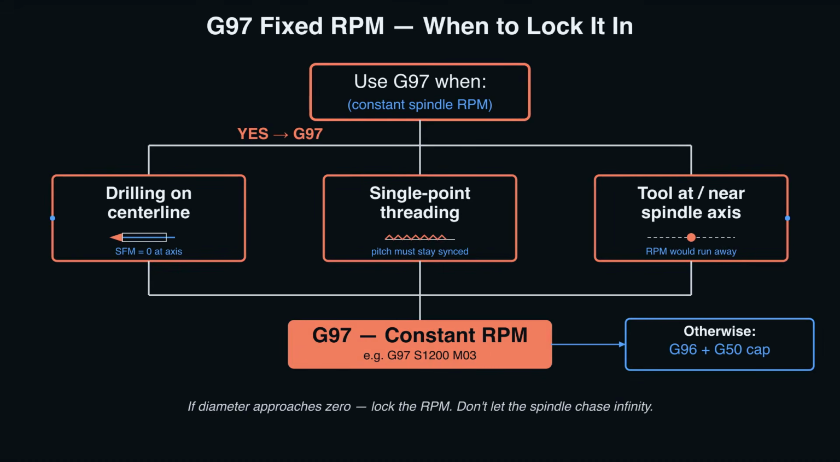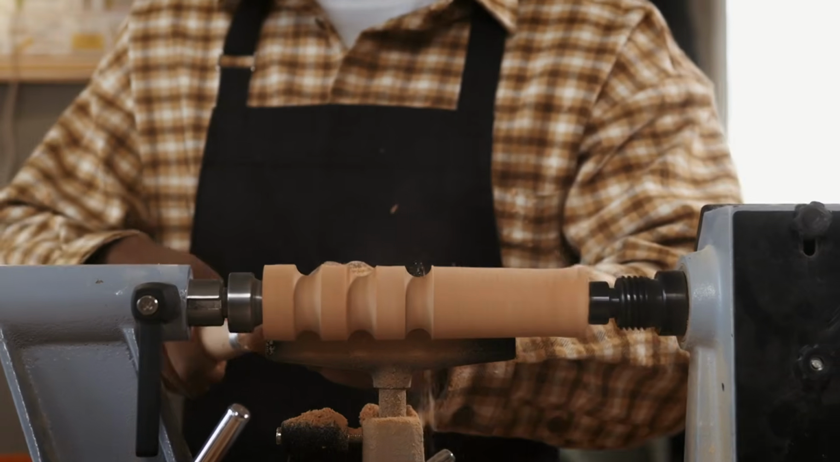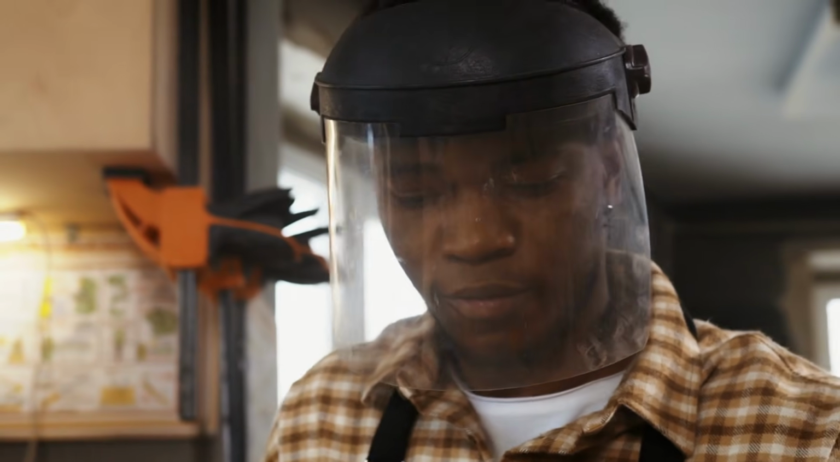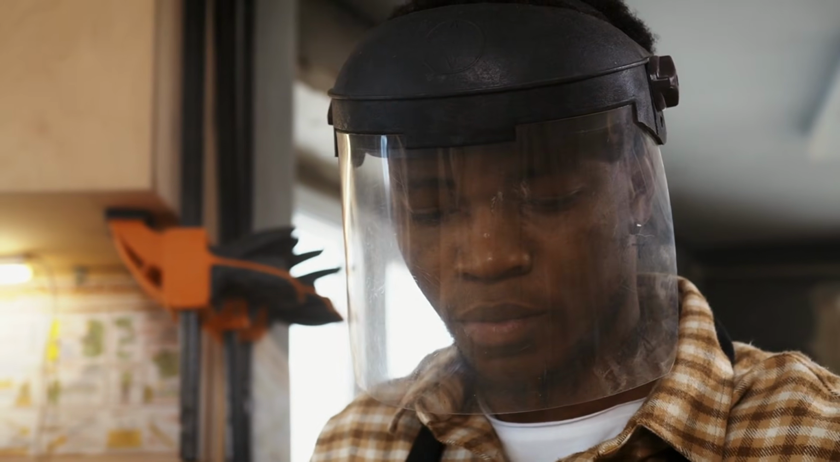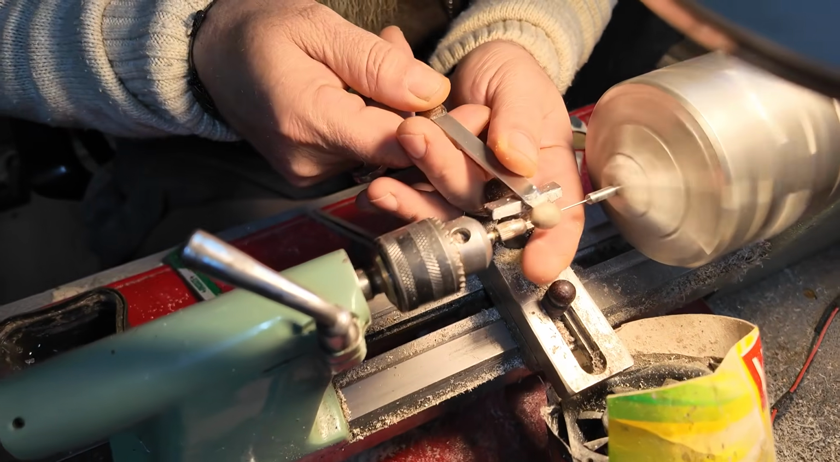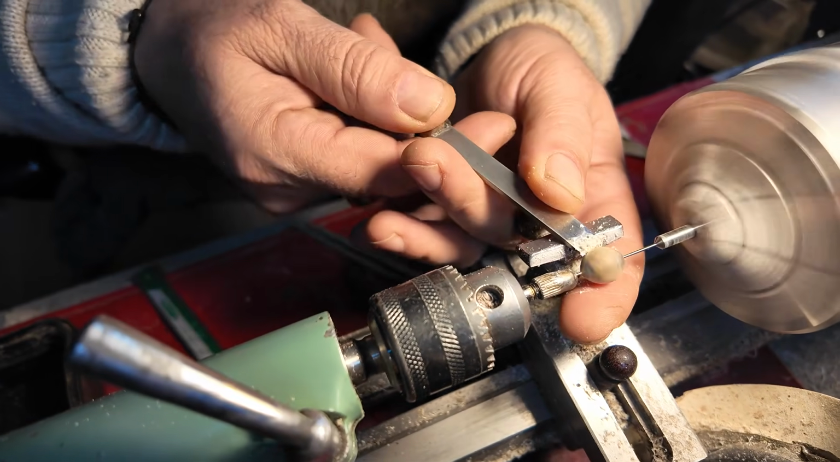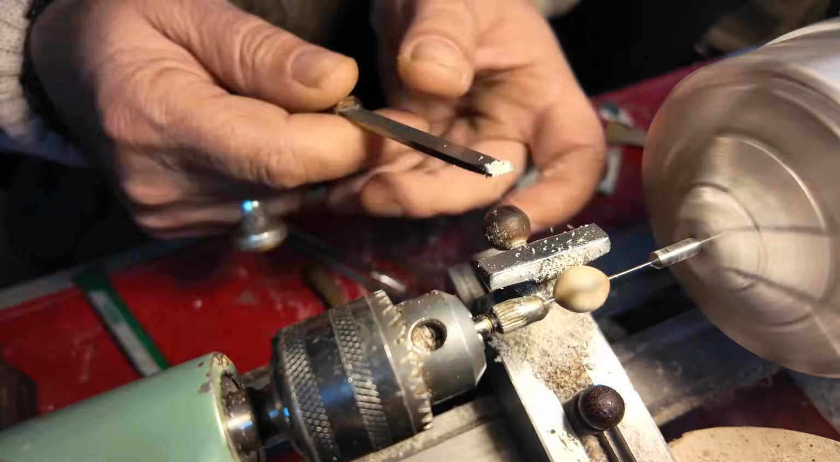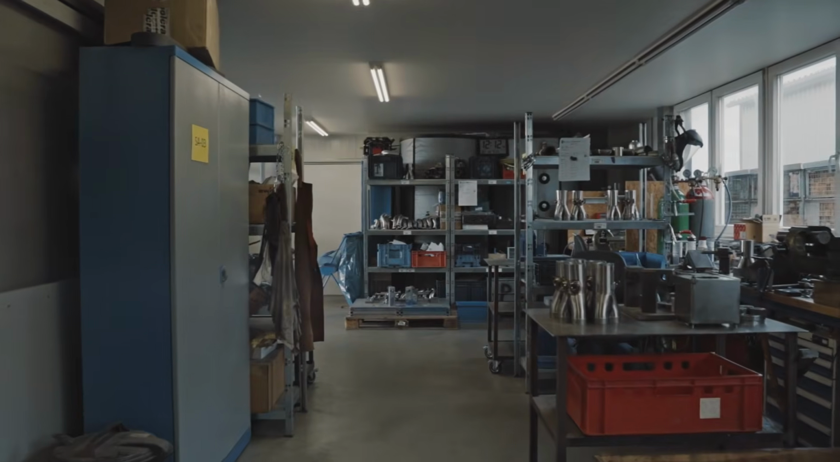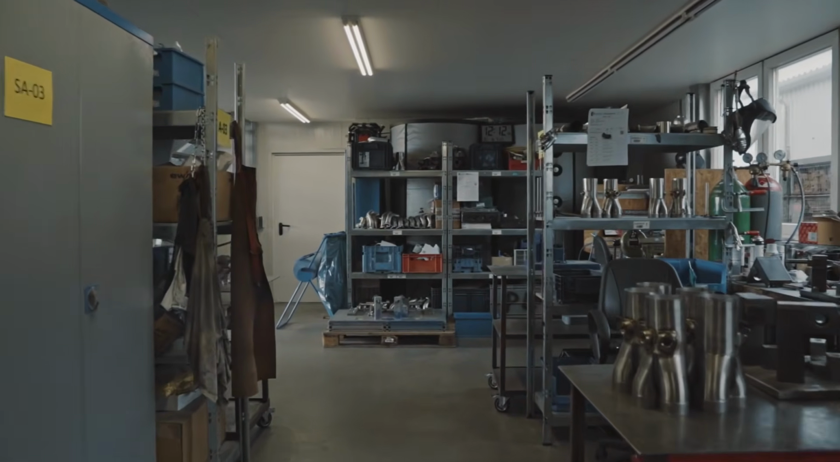3 jobs demand G97. Drilling on centerline, threading, and any time the tool is at or near the spindle axis. Drilling on centerline: the drill cuts at one fixed diameter, its own. CSS would tell the spindle to spin at infinity. G97 says no. Threading needs constant RPM, so the feed per rev math holds. If RPM changes mid-pass, the thread pitch drifts. G97 keeps it honest.